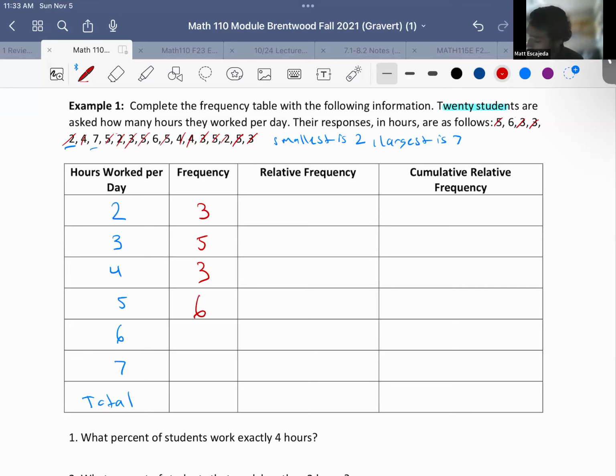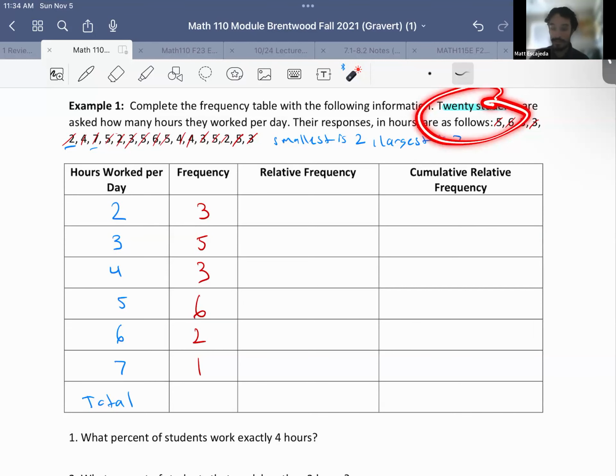6 hours, I have 1, 2. 2 students work 6 hours, and 7 hours, that's our last one. Just one student works 7 hours. Okay, and then what you also want to do is check to see if your frequencies add up to the number in the sample. Okay, it says here 20 students are being asked, so you want to make sure that this adds up to 20, which it does.